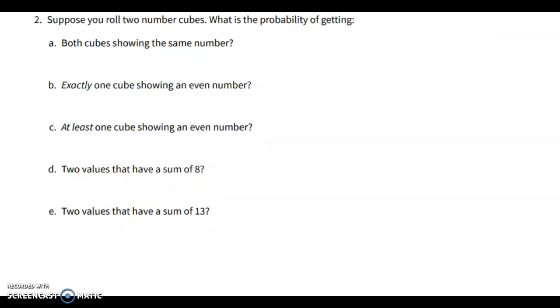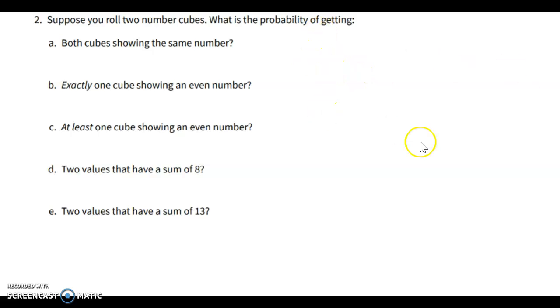All right, now question 2 says, suppose you roll 2 cubes, right? So 2 dice. What is the probability of getting A, both cubes showing the same number, B, exactly 1 cube showing an even number, C, at least 1 cube showing an even number, or D, 2 values that have a sum of 8. All right, in this case, I'm going to start by listing my sample space.